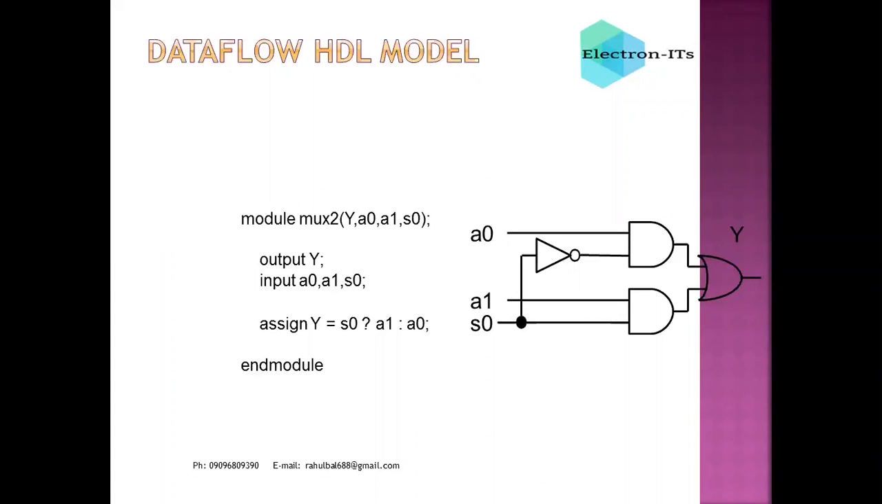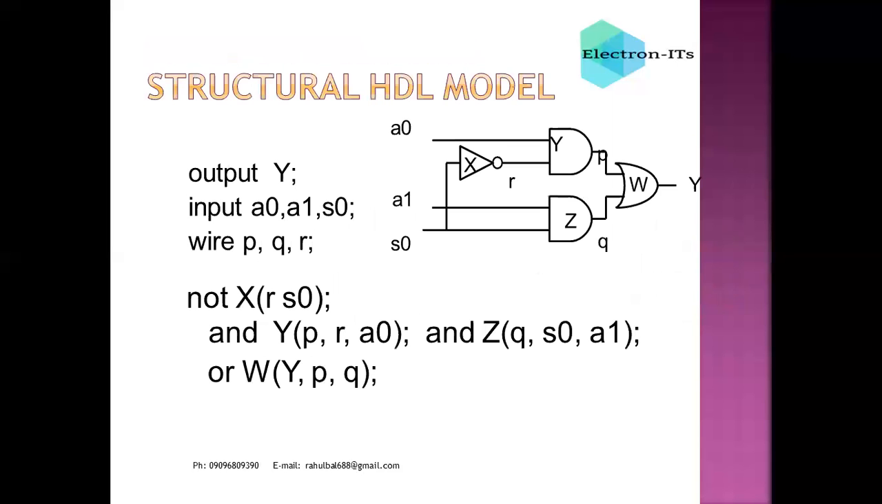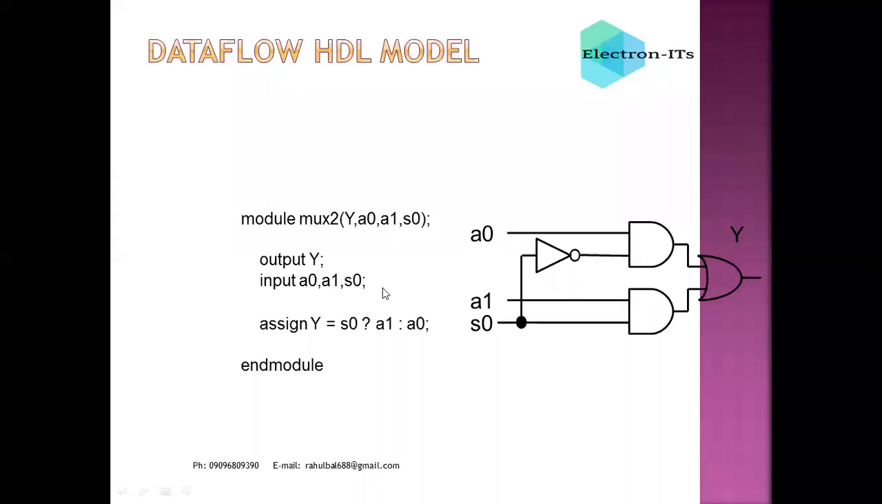Then next we'll discuss data flow model. Data flow models are developed using equations that represent a design. Instead of using gate level primitives like previous case, not, and, or, we use here equation. Assign the output is equal to S0, then different operators we use in data flow model. In data flow modeling, the conditional expression acts as a switching control. So we use conditional expression as a switching control.